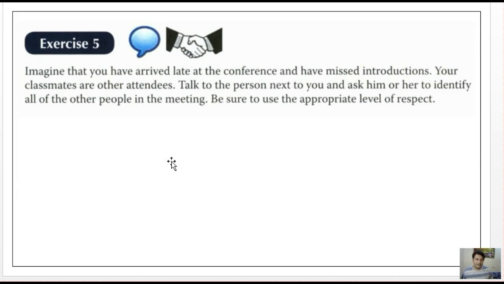So next is exercise 5, which is the last exercise. Imagine you have arrived late at the conference and have missed introductions. Your classmates are other attendees. Talk to the person next to you and ask him or her to identify all of the other people in the meeting. Be sure to use the appropriate level of respect. So this is the last exercise.